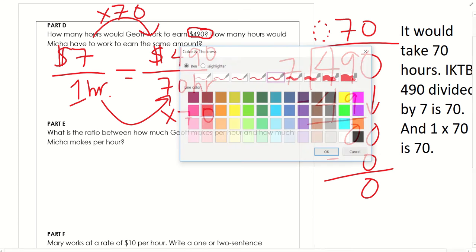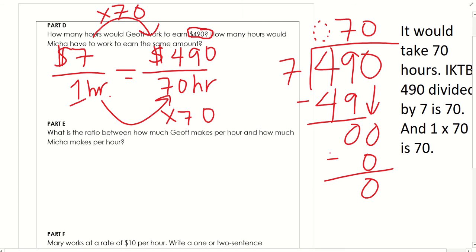And on your test, when you have a multi-part problem like this, you need to make sure you are referencing your previous answers so that you're not doing double the work or triple the work. We already figured out how much Jeff makes per hour, so we don't need to figure it out again. We also figured out how much Micah makes per hour, so we don't need to do that again. We can simply flip back to part B and say, oh, Jeff's rate, Jeff makes $7 per hour. And Micah also makes $7 per hour.